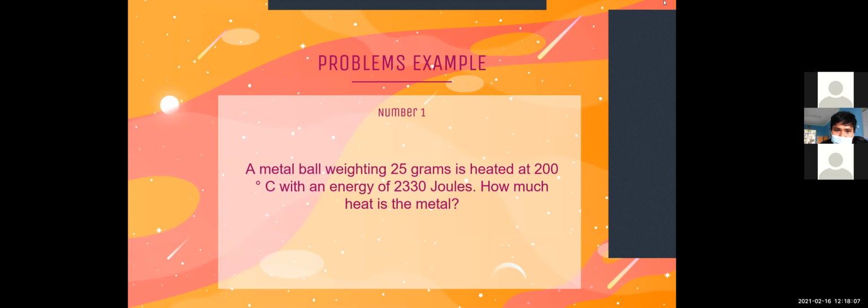Now let's have a look at a problem. Number 1. A metal ball weighing 25 grams is heated at 200 Celsius with an energy of 2330 joules. How much heat is the metal?